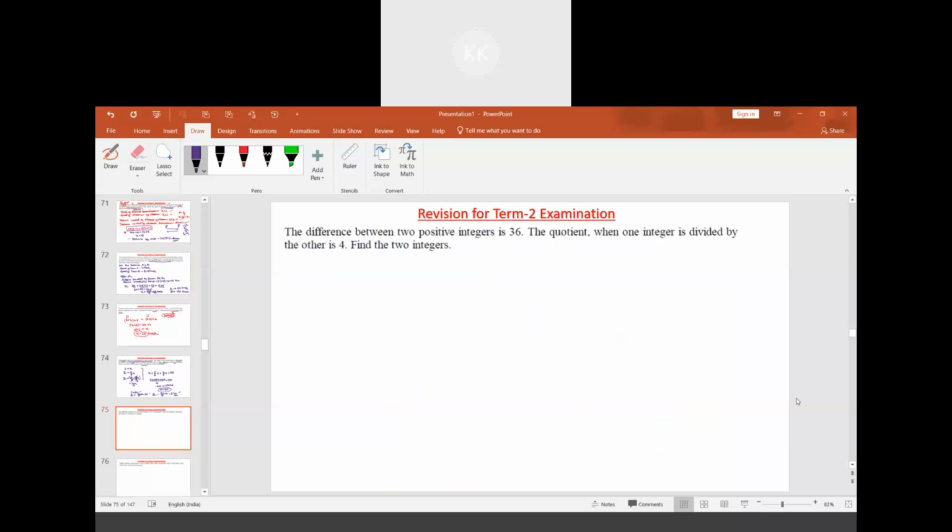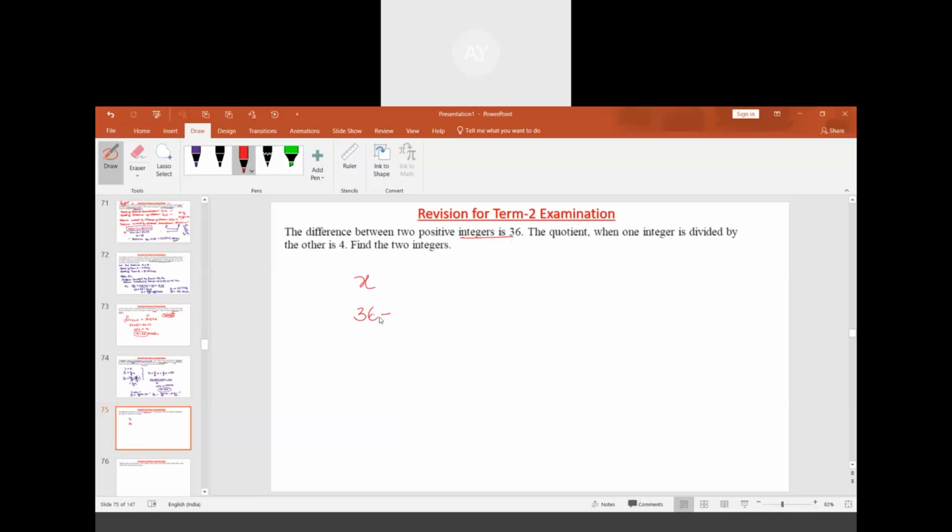The difference between two positive integers is 36. The quotient when one integer is divided by the other is 4. What are the integers? One number will be x, and the other number is x minus 36, or 36 minus x? The difference is 36. Should we take the other positive number as 36 minus x or x minus 36? 36 minus x, sir.